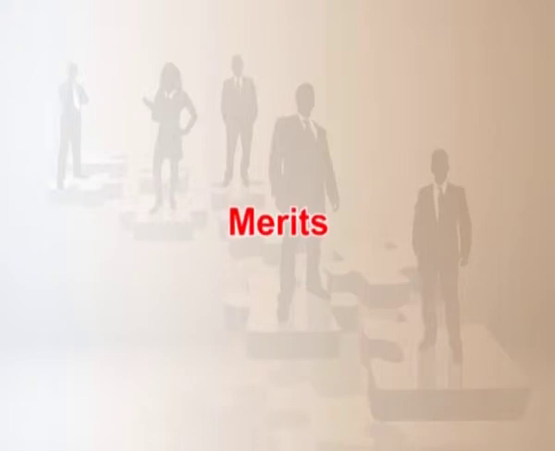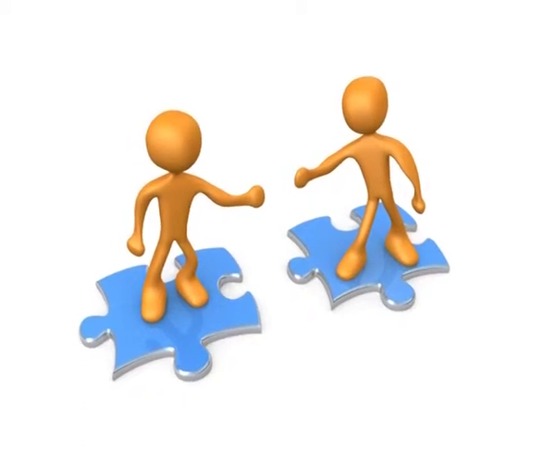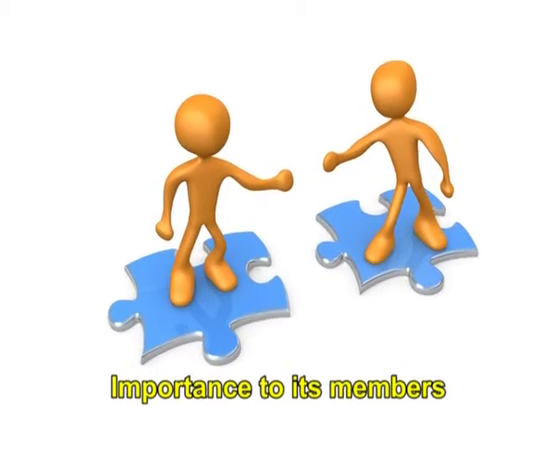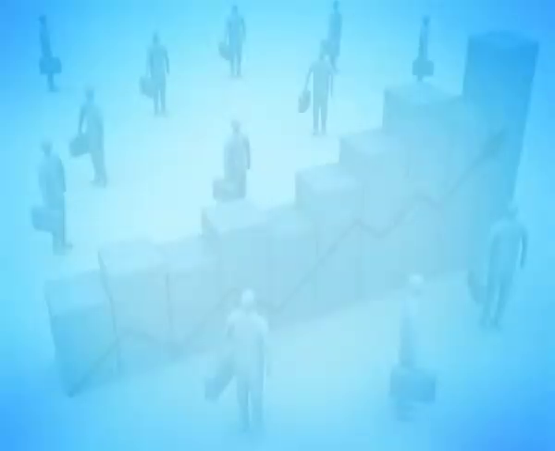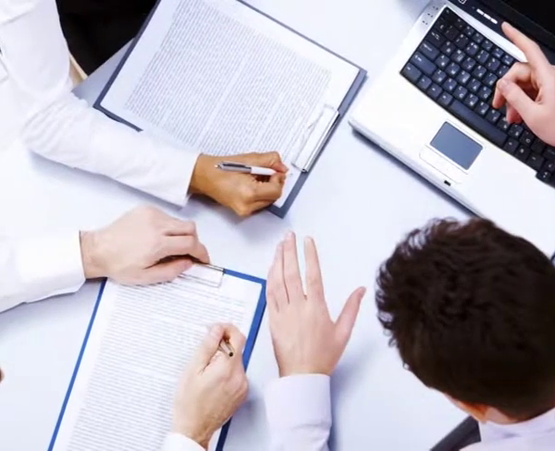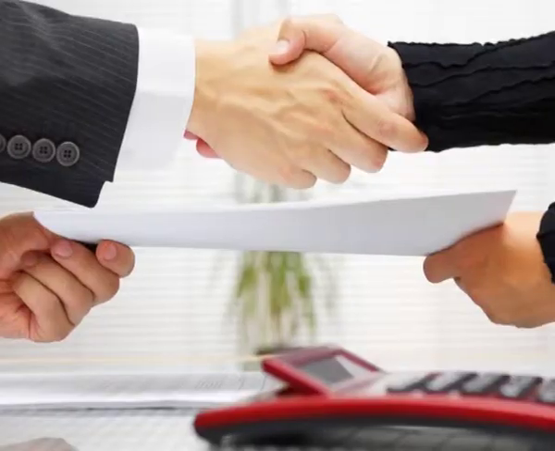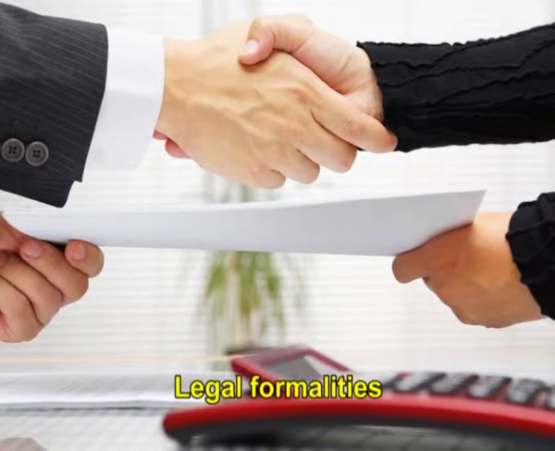Next, what are the merits of this cooperative society? The cooperative society is the only form of business organization which gives utmost importance to its members rather than maximizing its own profits. After studying its characteristics and different types, we may now study the merits of this form of business organization. It's easy to form. Any 10 adult members can voluntarily form an association and get it registered with the Registrar of Cooperative Societies. The registration is very simple and it does not require many legal formalities.